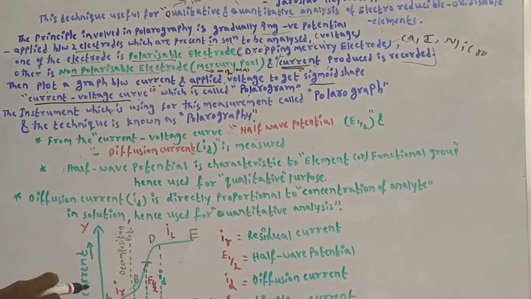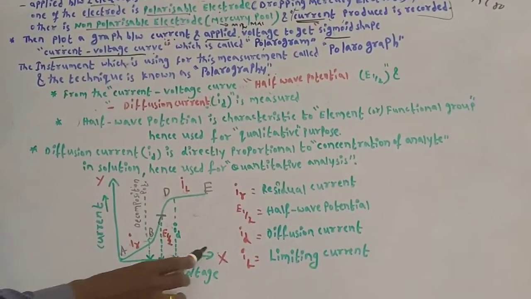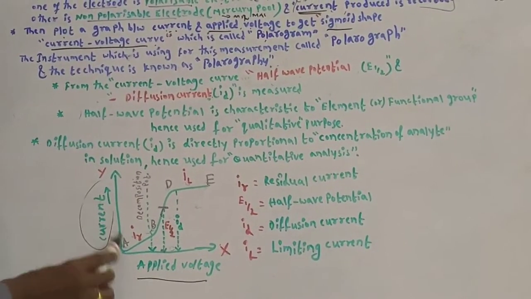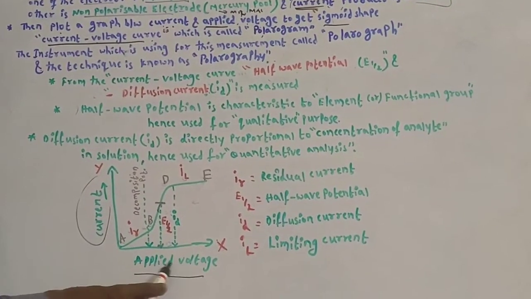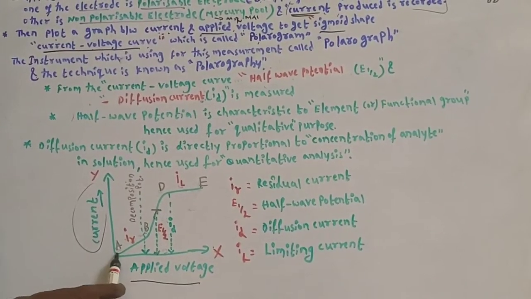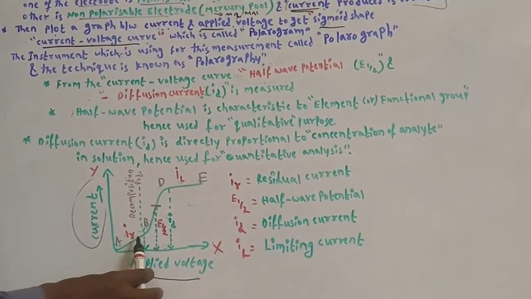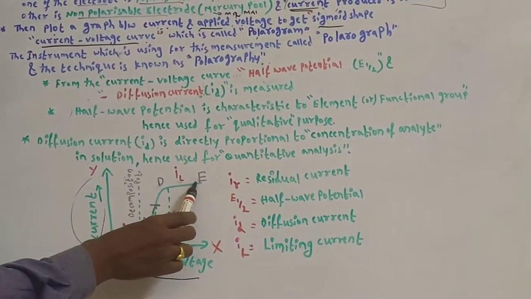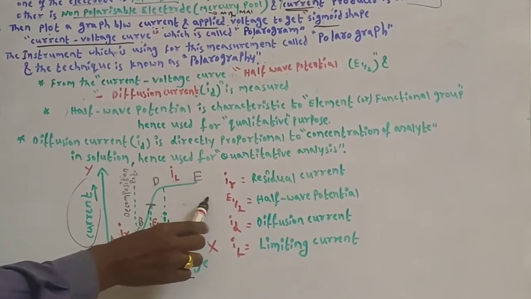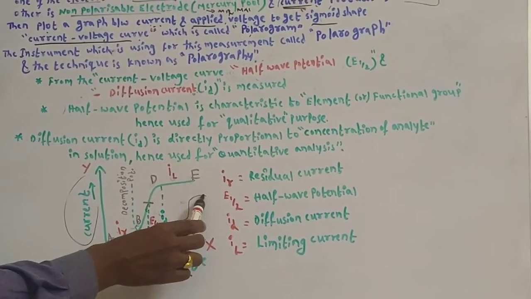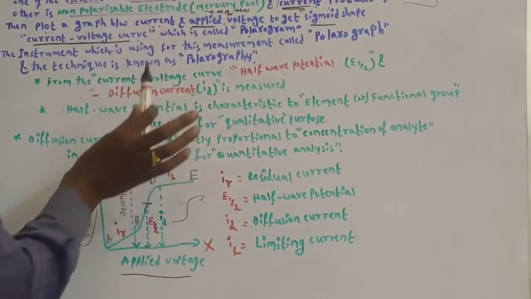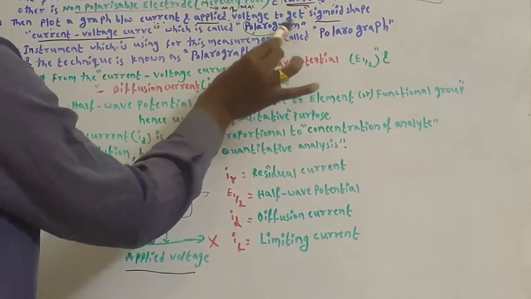Here you can see, on the x-axis we have taken applied voltage, and on the y-axis current. As the voltage is applied to the solution, the current will be produced. If you plot a graph between these two, you will get a sigmoid shape. You can see the S shape. So a sigmoid shape curve will be obtained. That curve is known as a polarogram.